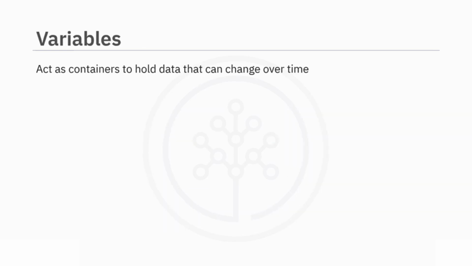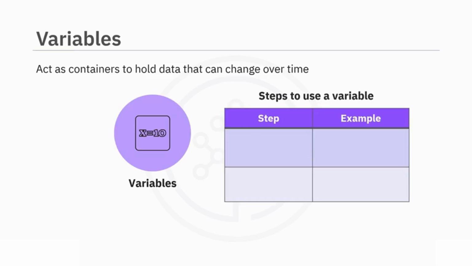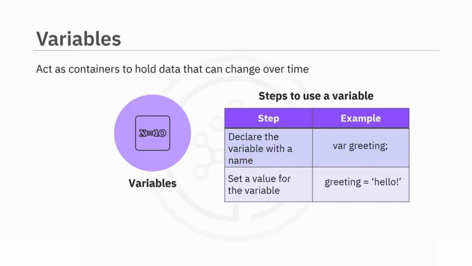Variables act as containers to hold data that can change over time. There are two main steps to using a variable. First, you need to declare the variable with a name, and second, you need to set a value for it. Here are the examples to help you understand these two steps.